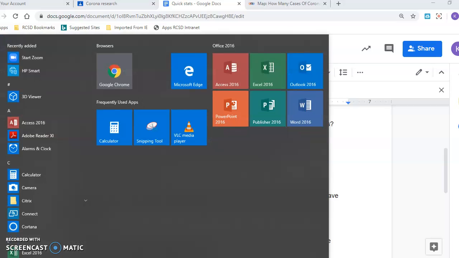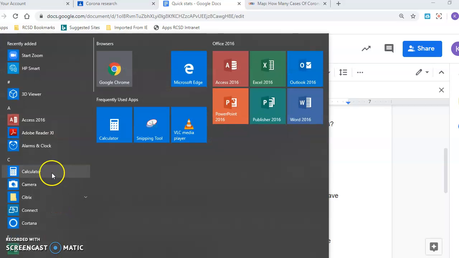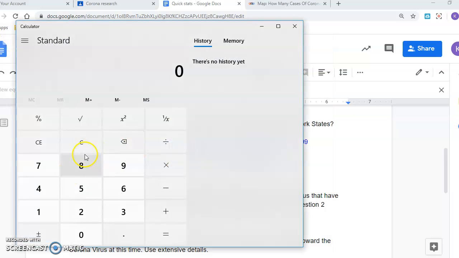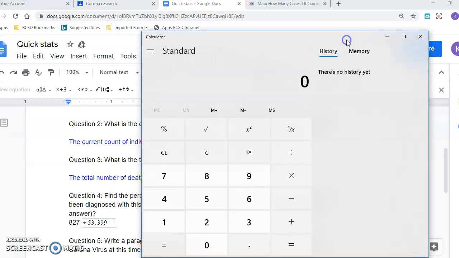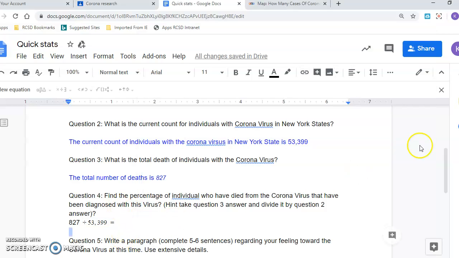So maybe I want to get my calculator on my computer. I don't know if you can see this right now, but the calculator pops up, and I'll type in my two numbers, divide, and see what I get. And then I put that on there.